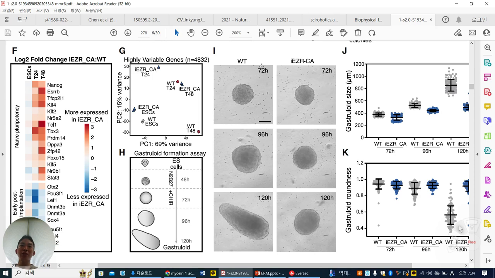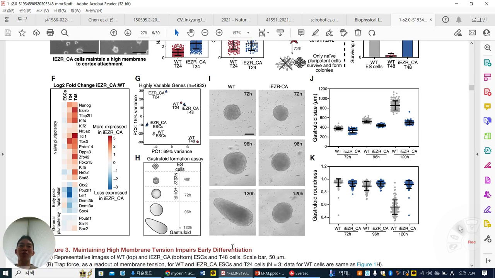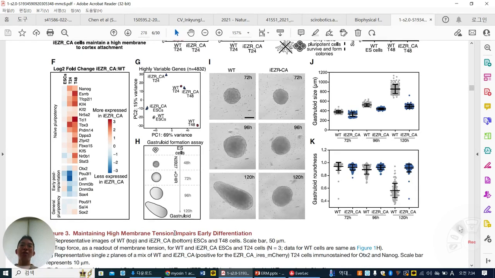In normal condition, they are spreading and making this kind of elongated feature. But under activating the agarin protein to maintain the cell membrane tension, they cannot elongate. So size and roundness are measurements of this feature. So maintaining the high membrane tension impairs early differentiation of stem cells. Which means when you maintain the high membrane tension of the stem cell, they are maintaining the stemness. But when you lose the membrane tension, they start to differentiate.